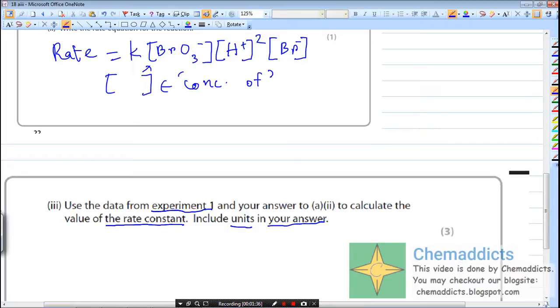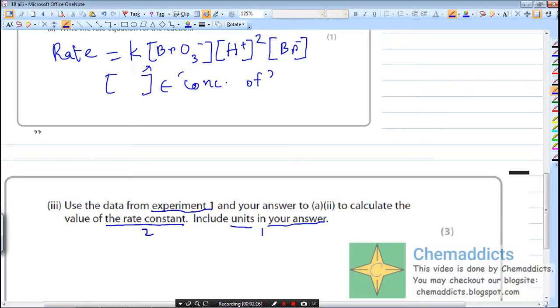As you can see, the total mark for this question is 3. For the calculation we will gain 2 marks, and for the unit we will gain 1 mark. So in total we will gain 3 marks. That's the mark distribution of this question. The first 2 marks are for calculating the rate constant, and the last 1 mark is for the unit.